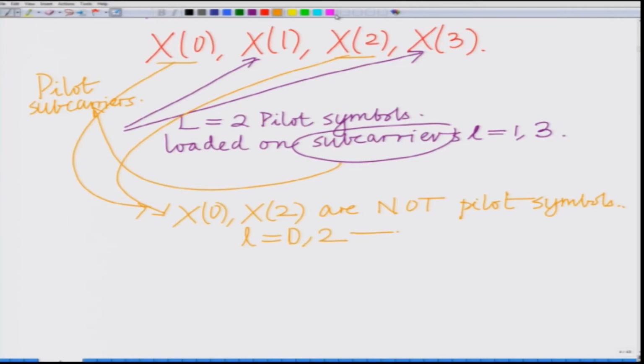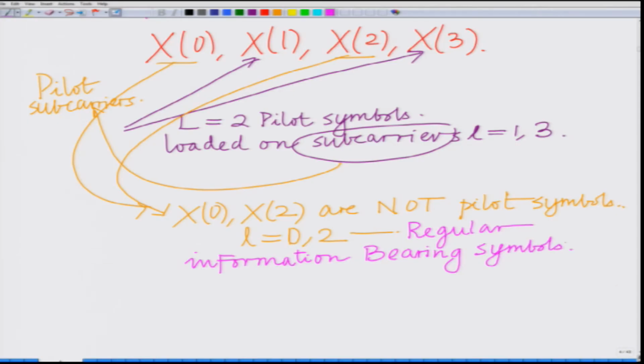These are your regular information symbols, the normal information-bearing symbols. So what you are doing is, instead of transmitting the pilot symbols on all the subcarriers, you are transmitting pilot symbols on only capital L subcarriers, in this case L equals 2. On the remaining N minus L, which is 2, you are transmitting the regular information-bearing symbols.